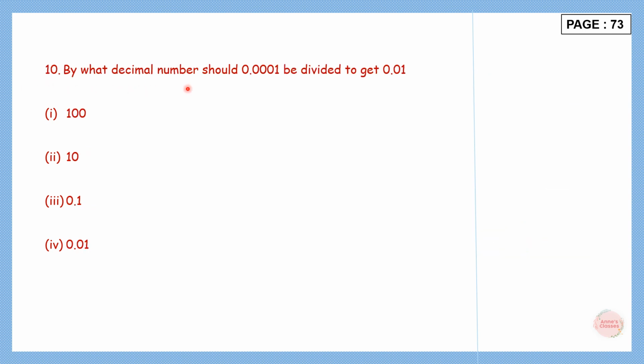Question 10. By what decimal number should this be divided to get this? That's the question. Now let me take a simple number. Let's take 10 here. By what number should I divide 10 if my answer has to be 5? I have to divide my number by 2, isn't it? If I divide 10 by 2, I will get 5. Or if I divide 10 by 5, I will get this answer. 10 divided by 5 is 2. So when I divide this number by this number, I will get my answer. In the same way, divide this number by this number and you will get your answer.